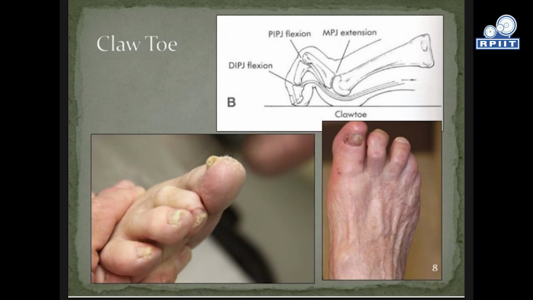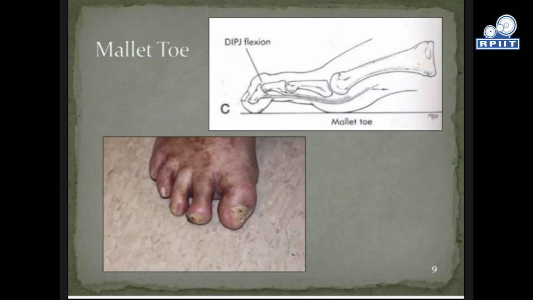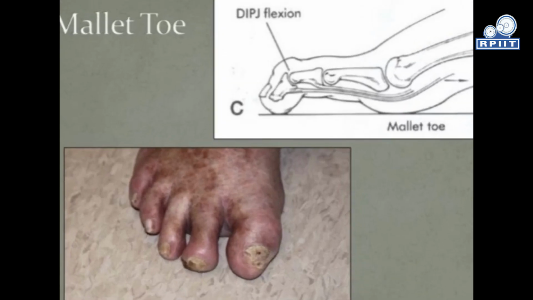And in the claw toe, you can see here the distal interphalangeal joint will be in flexion position, the proximal interphalangeal joint will be in flexion position and the metatarsophalangeal joint will be in extension position. And in the mallet toe, you can see here the distal interphalangeal joint will be in flexion position.